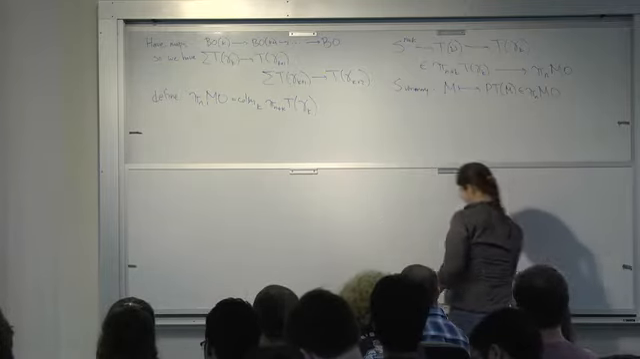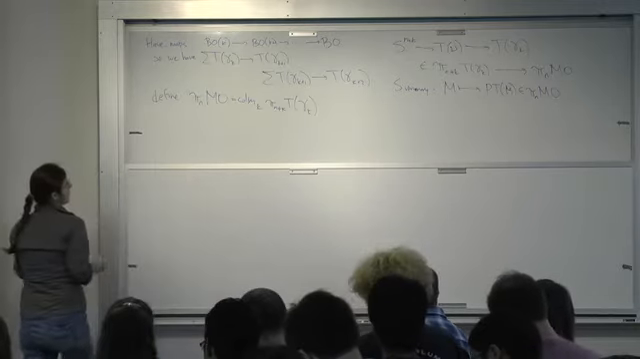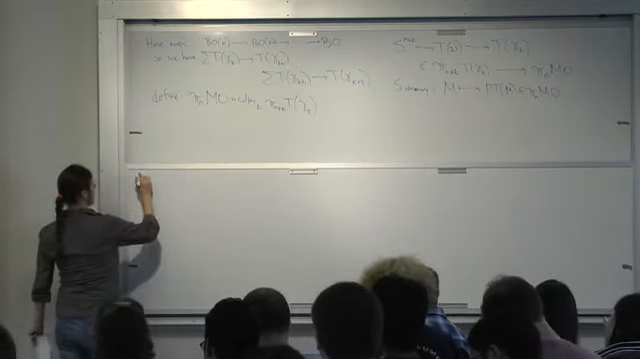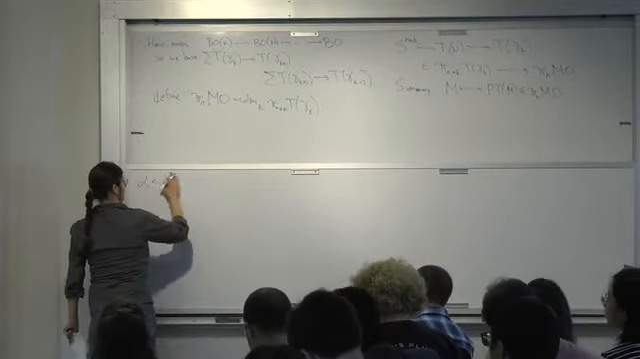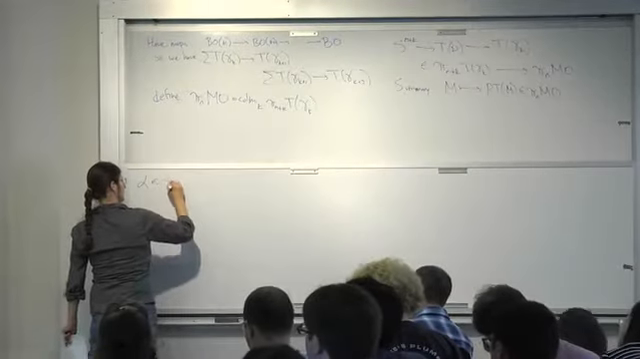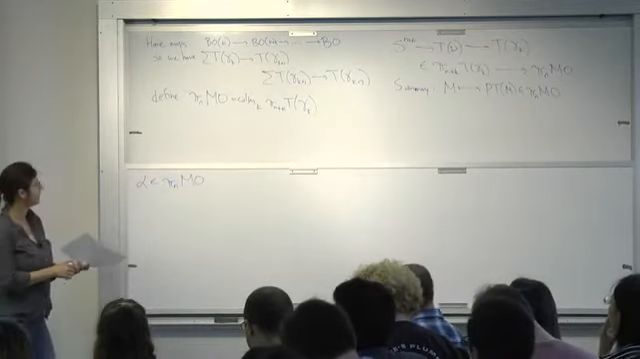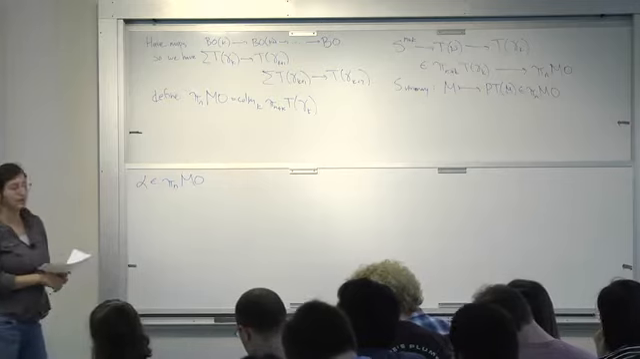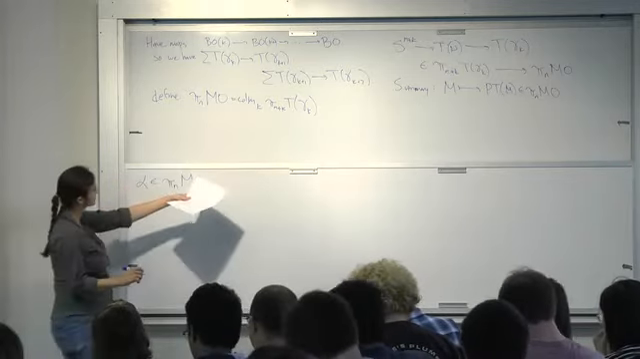Okay. So how are we constructing this inverse? Suppose that I have an element alpha in pi n of MO, and we want to construct a manifold from it.